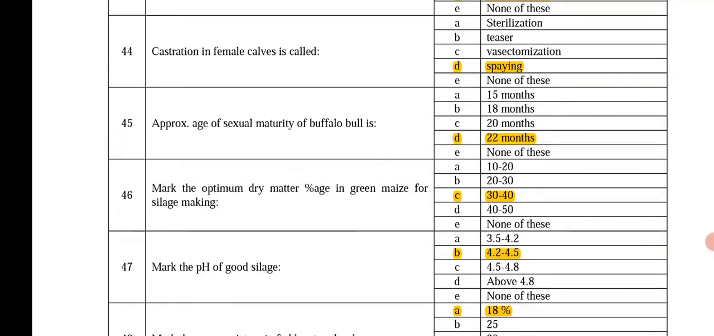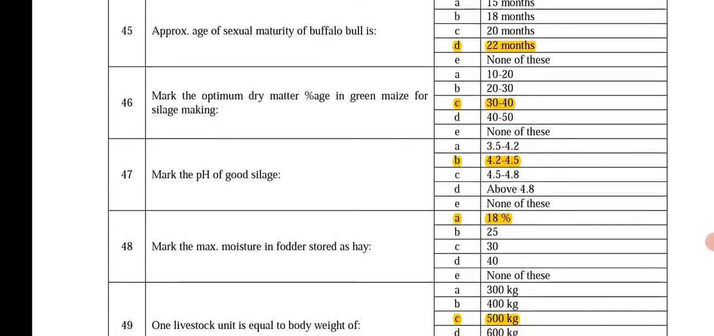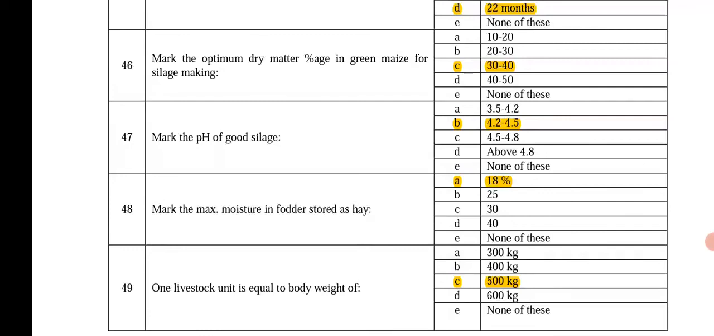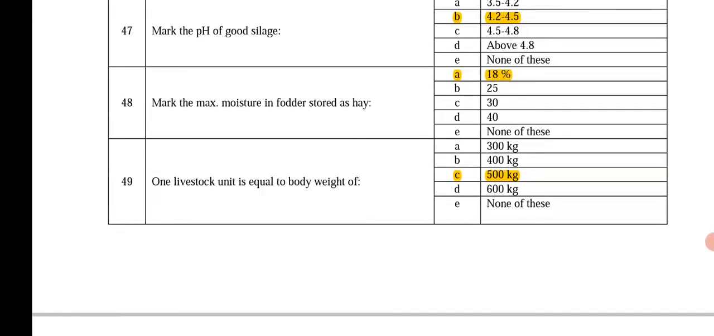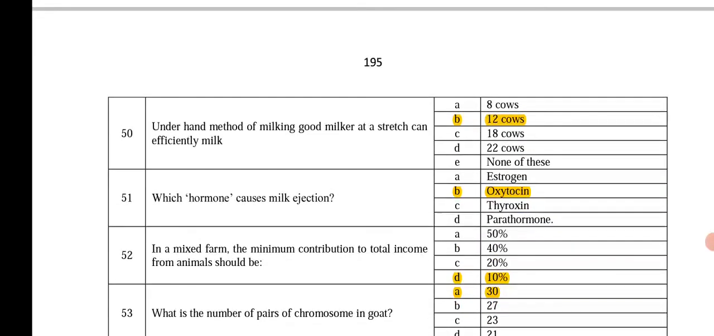Mark the optimum dry matter percentage in green maize for silage making: 30 to 40%. Mark the pH of good silage: 4.2 to 4.5. Mark the maximum moisture in fodder stored as hay: 18%. One livestock unit is equal to the body weight of 500 kg.